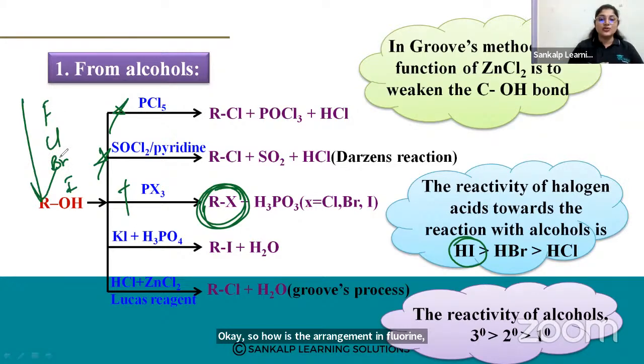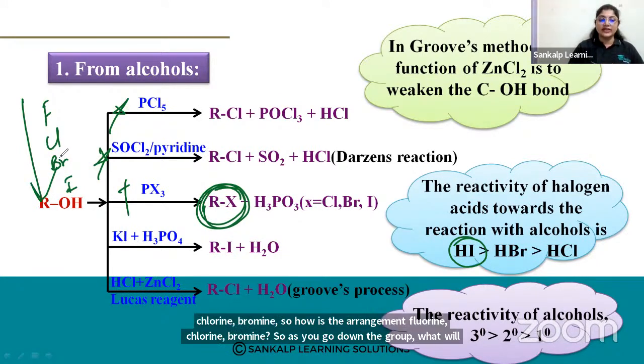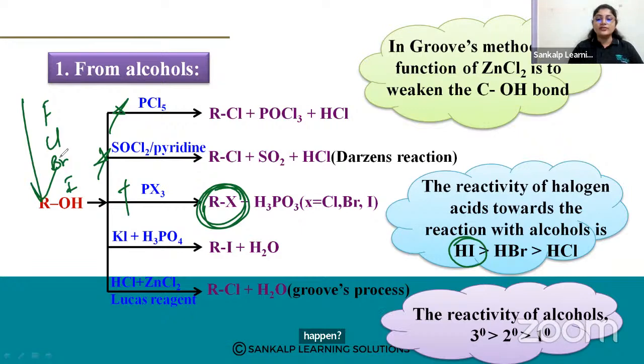As you go down the group, there will be addition of new subshells. With the addition of a new subshell, the size will increase. Thus, iodine will have a greater reactivity towards the alcohol, then bromine, then chlorine, and then fluorine. So this is the reactivity of halogen acid towards the reaction with alcohols. Remember, the reactivity is very important.